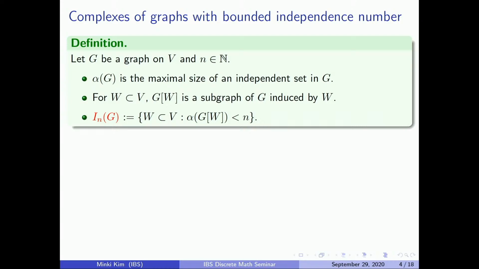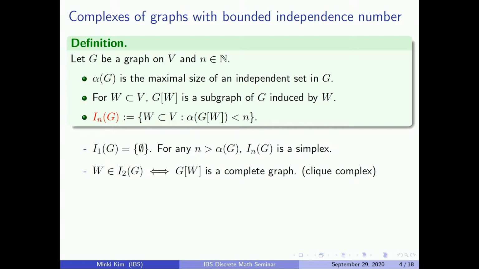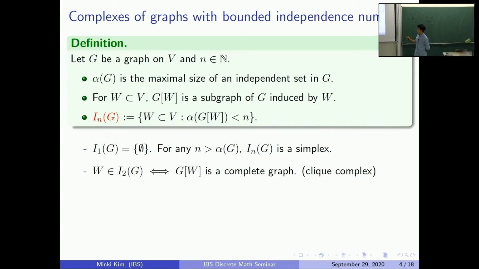If you remember, at the end of Gina's talk, this was briefly mentioned for line graphs. So here are some simple facts for this I_n(G). For n equals 1, independence number less than 1 means there should be nothing, so it's an empty complex. And for any n which is bigger than the independence number of G, we can put all vertices in our complex. So this complex is a simplex.